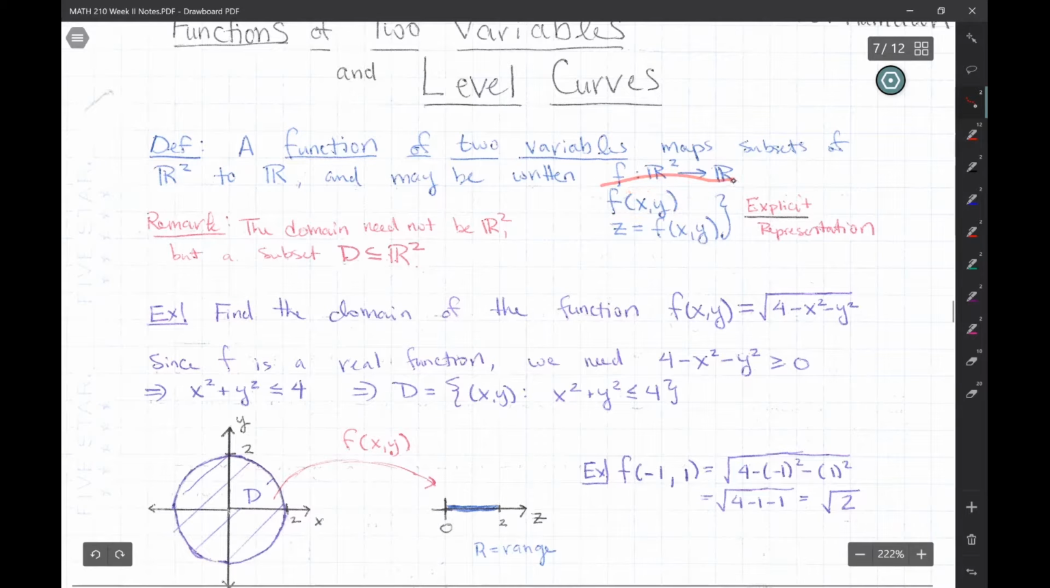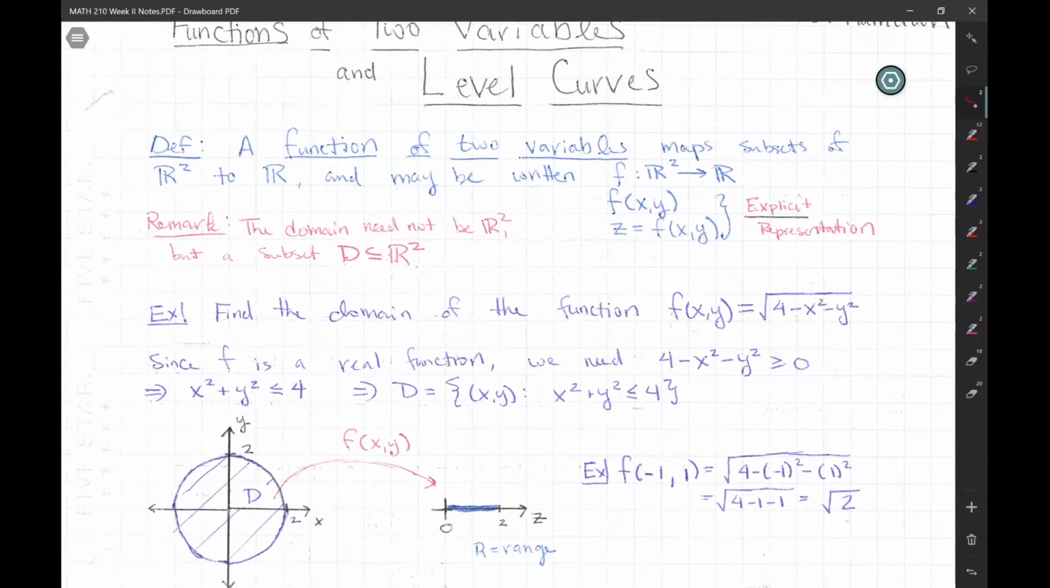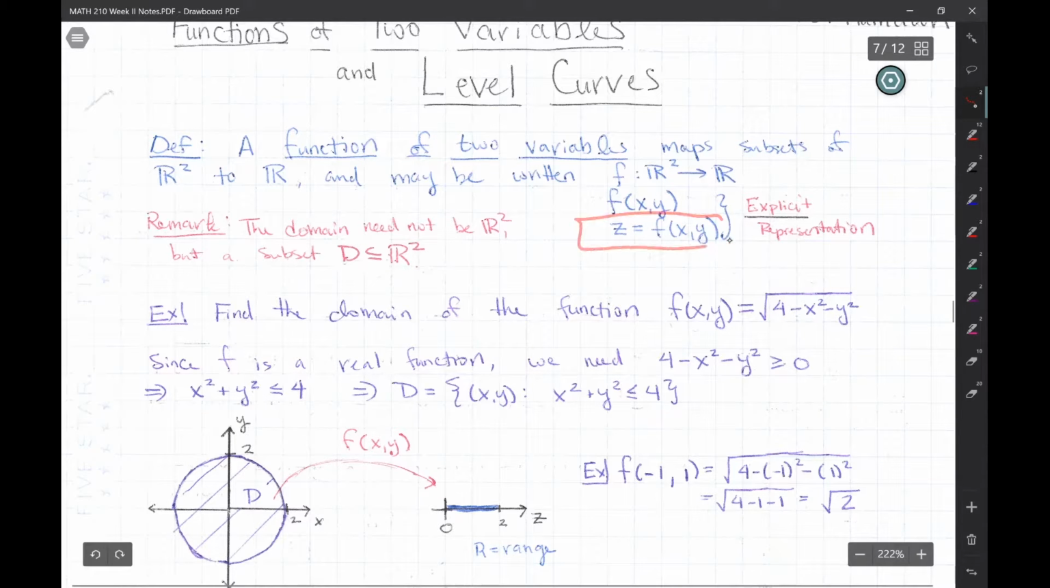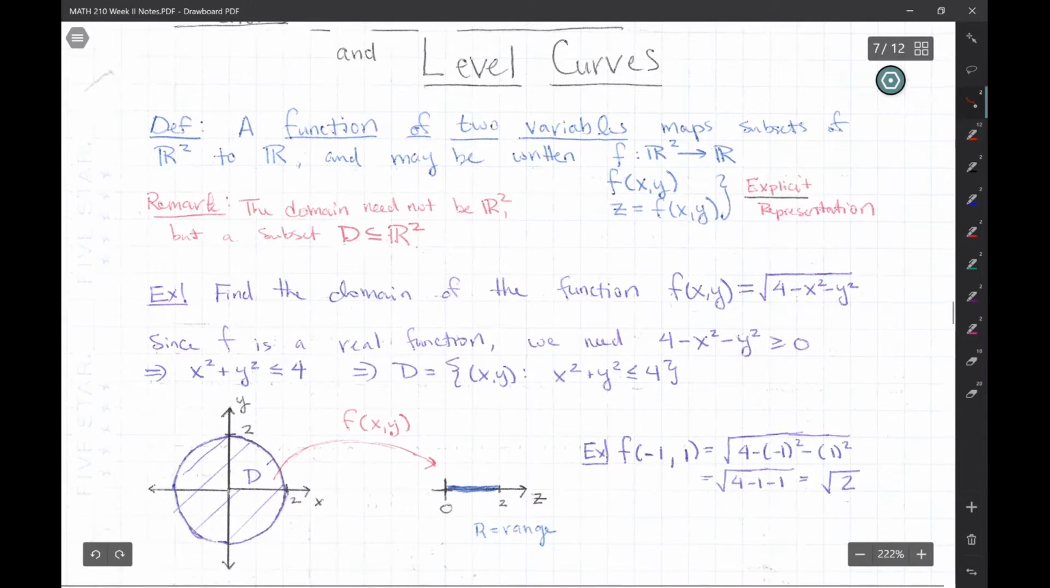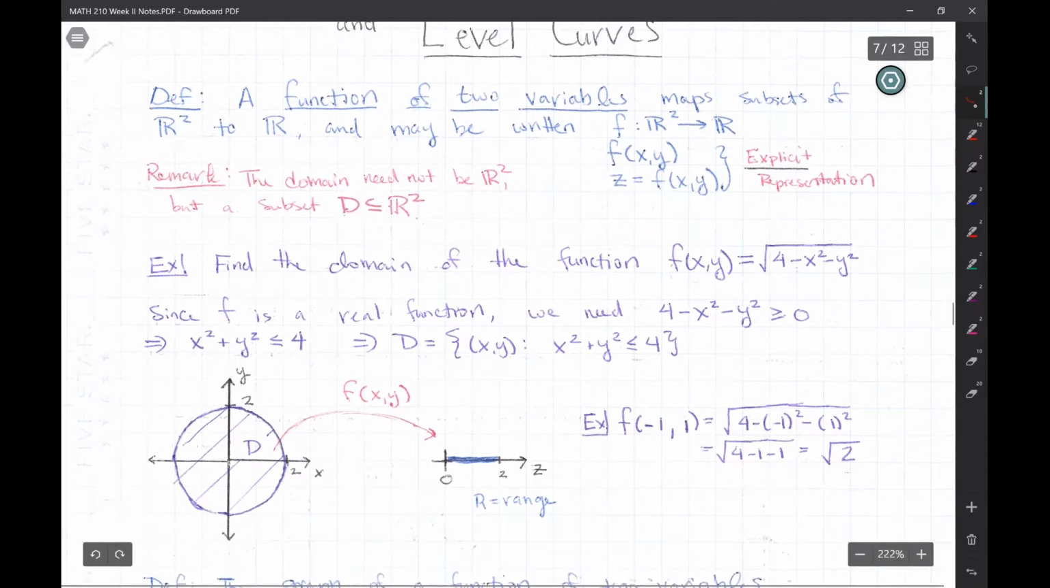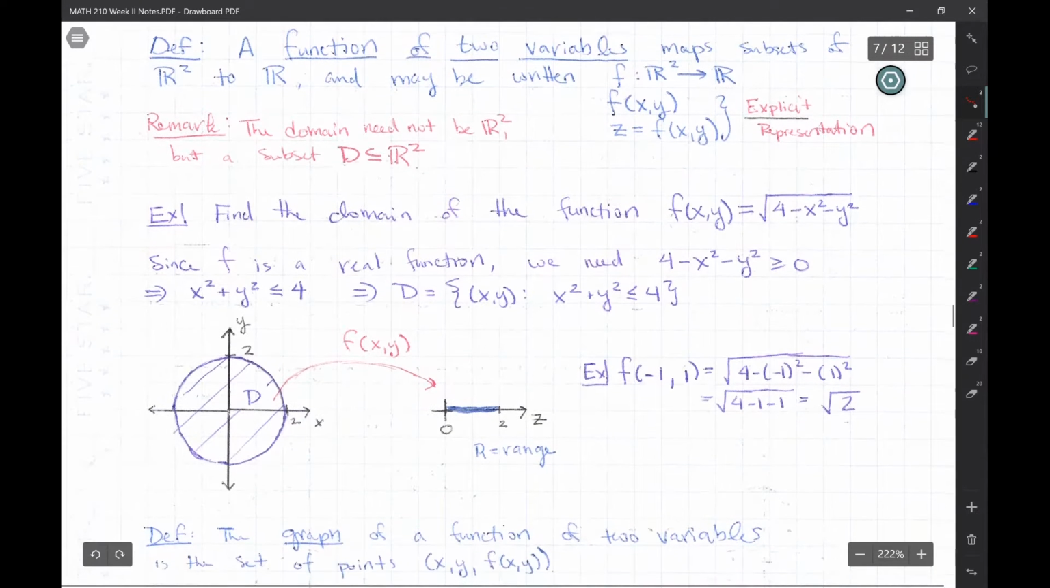Sometimes you'll see it written this way, although you should note that we don't have to map the entire plane to the real line. We can just map a subset of the plane. Also, you sometimes see the identification of the range of the function with the z-axis, in much the same way that with functions of one variable you identified the y-axis with the output of the function. So now we have a z-axis which will give us the output.